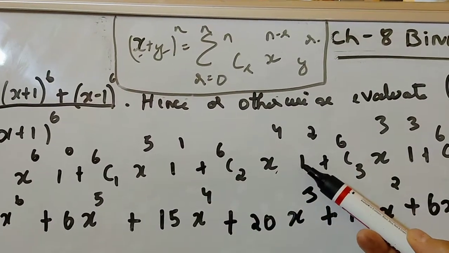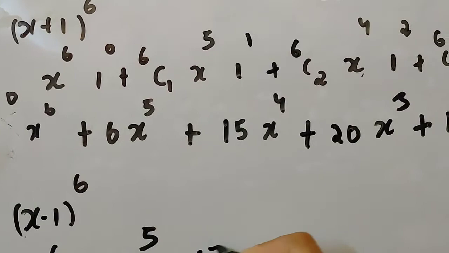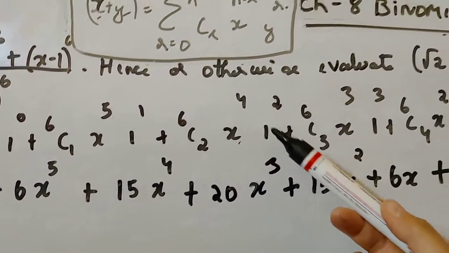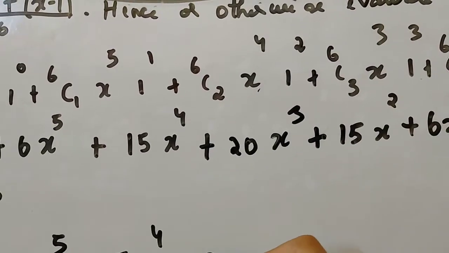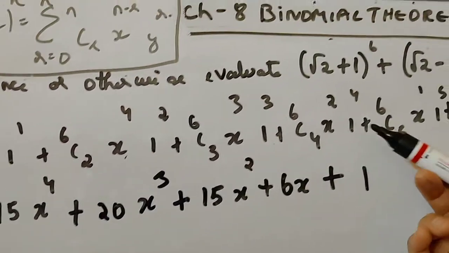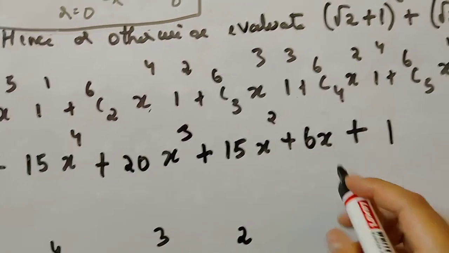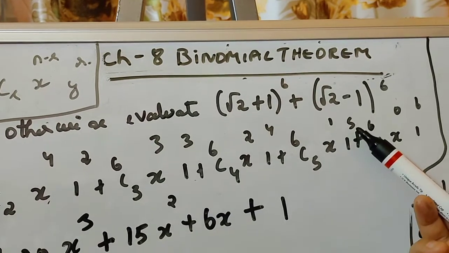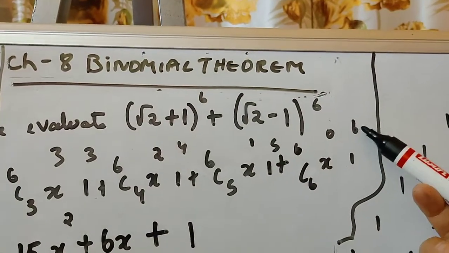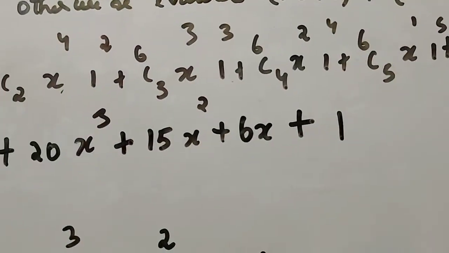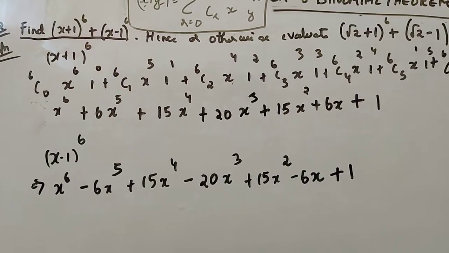Now next is this term, minus 1 to the power whole square. So it will be plus only. So here it will remain 15x to the power 4, and here minus 1 to the power whole cube, odd number will be minus. So minus 20x cube. Here minus 1 to the power 4 plus, so it will remain same. And then here minus 1 to the power 5 minus, so it will be minus 6x. And the last one is minus 1 to the power 6. So answer will be positive, so 1 will be coming. So now you see x plus 1 and x minus 1, you got the answer.